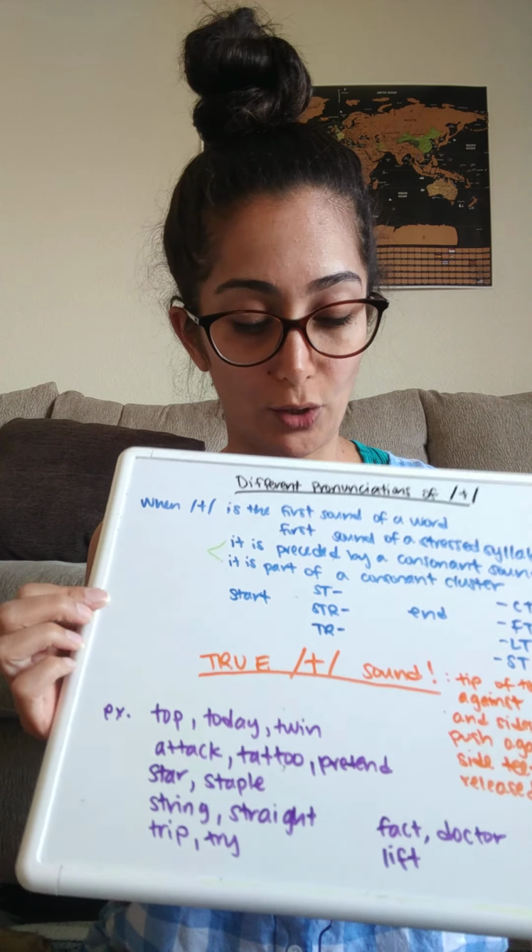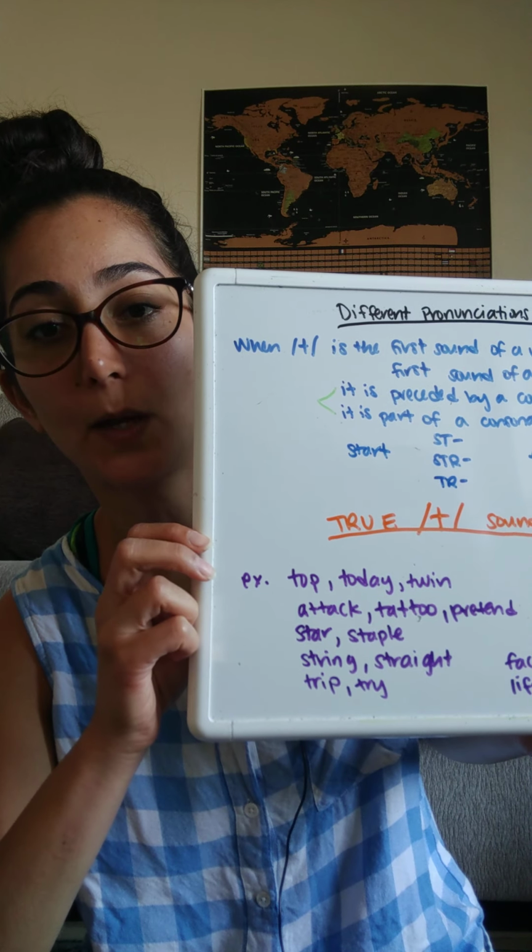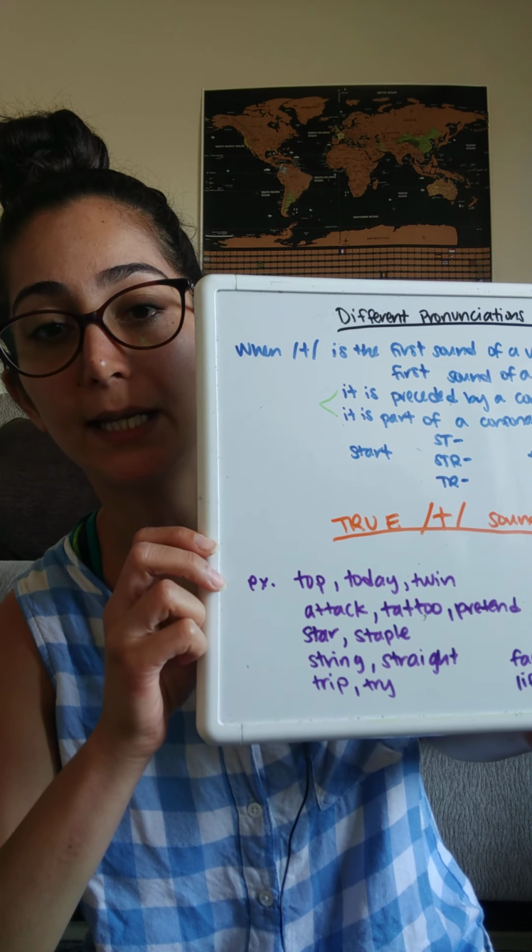Okay, so let's start with the first one, which is easy, when it's at the beginning of a word. Okay, like top, today, twin.